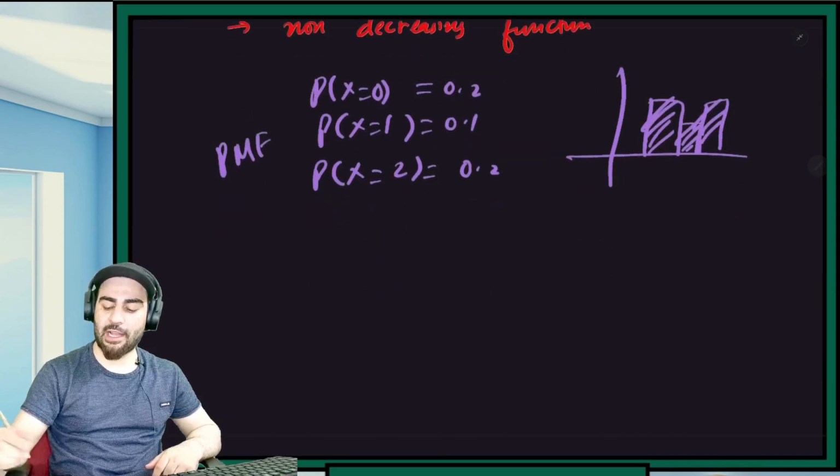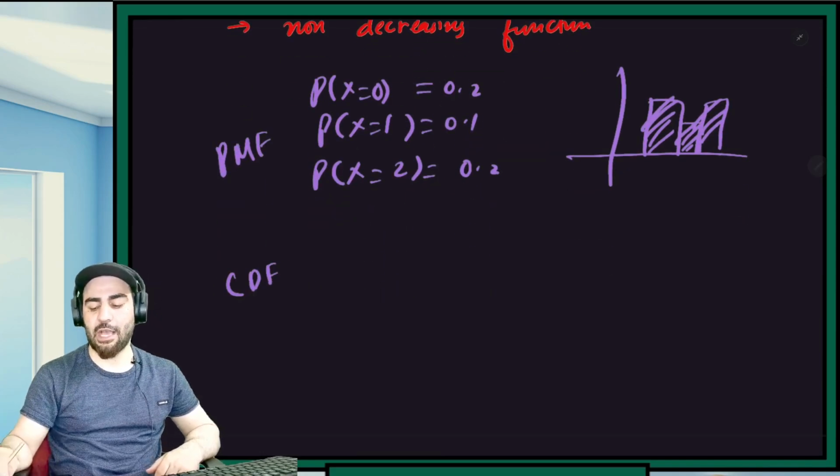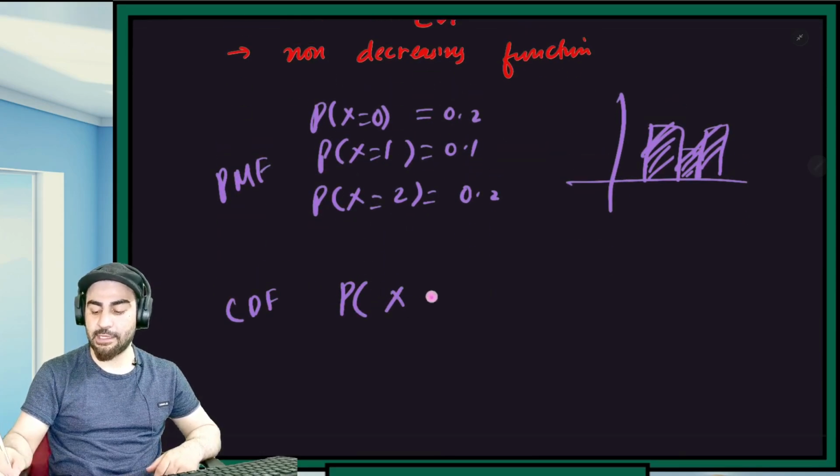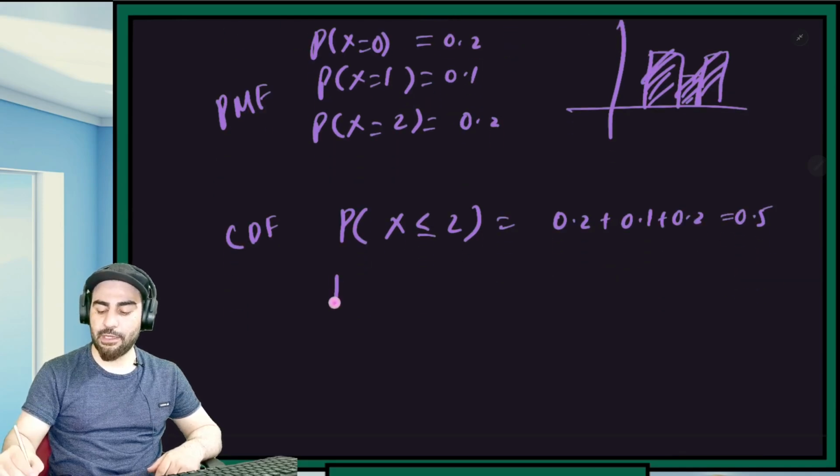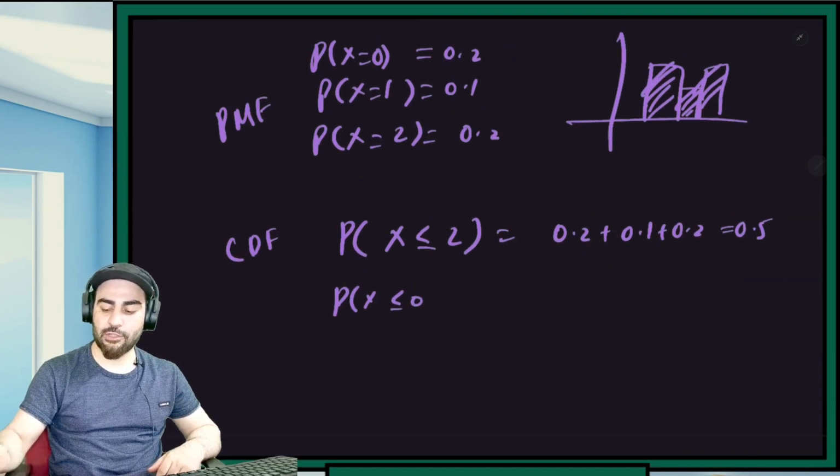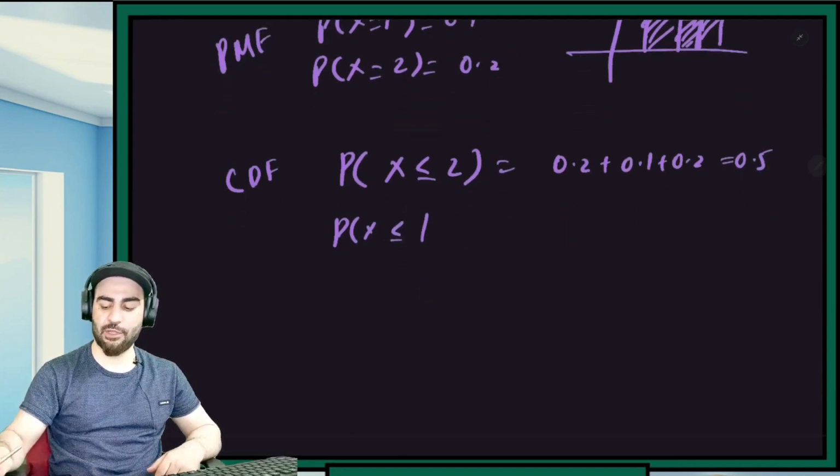Now how can I come up with the CDF of this? I'll just need to add. If I say probability of x is less than or equal to 2, I'll just add these things: 0.2 plus 0.1 plus 0.2, so this is 0.5. If I say probability x is less than or equal to 0, this will be 0.2. Probability x is less than or equal to 1, 0.2 plus 0.1, you are just summing this up. So that's why it's called cumulative sum.